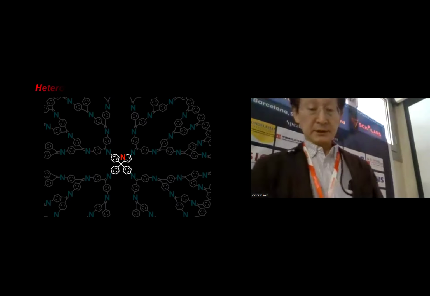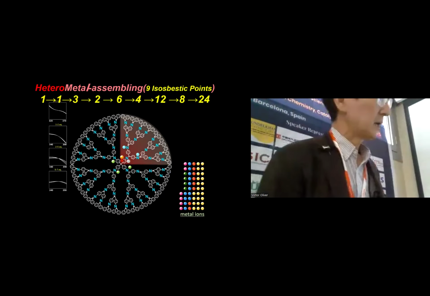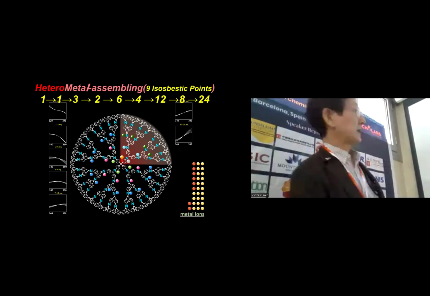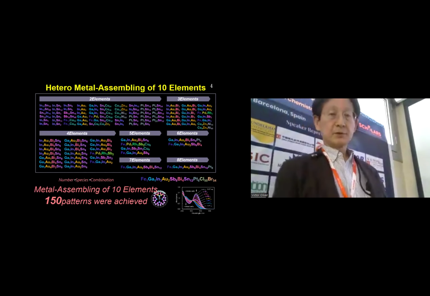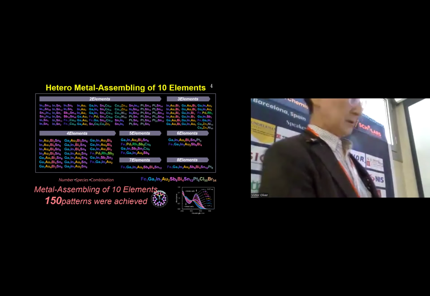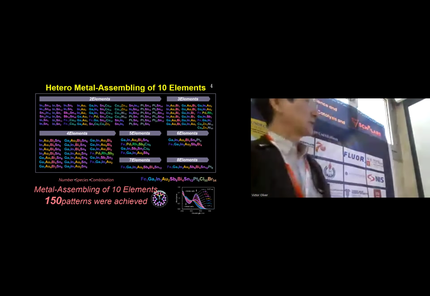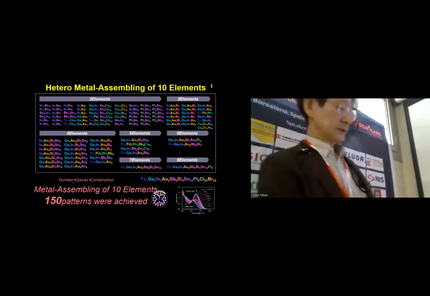Okay, next is the heterometal assembling of metal salts. We carried out the heterometal assembling using the dendrimers with a pyrazine unit at the core. Different kinds of element salts were added in each step. So we could prepare the heterometal dendrimers shown in the figures. We succeeded in preparing heterometal dendrimers with 10 elements. We have also prepared more than 150 heterometal assembly patterns using the dendrimer reactor.